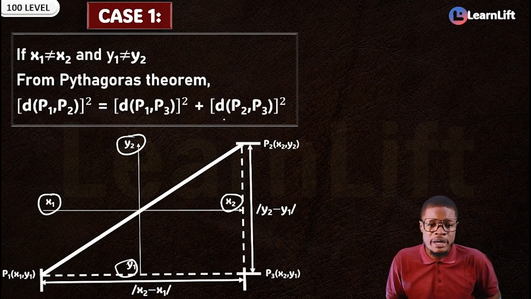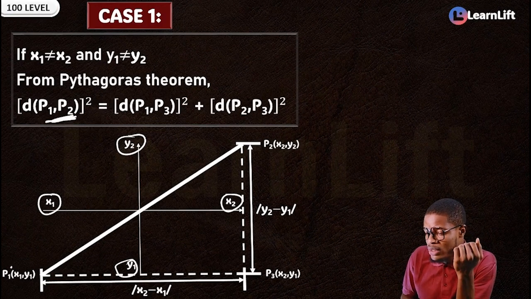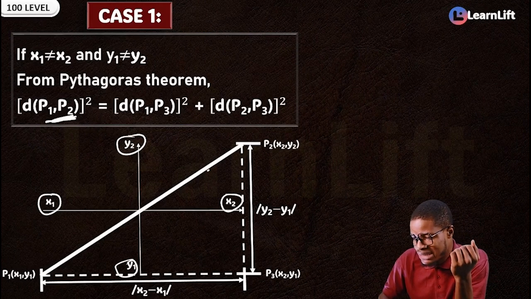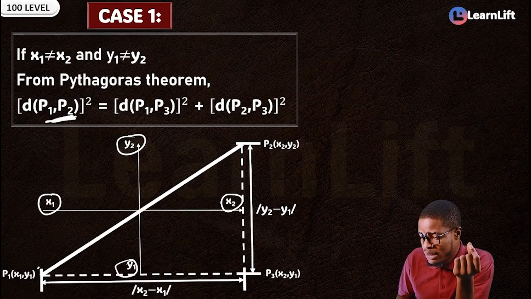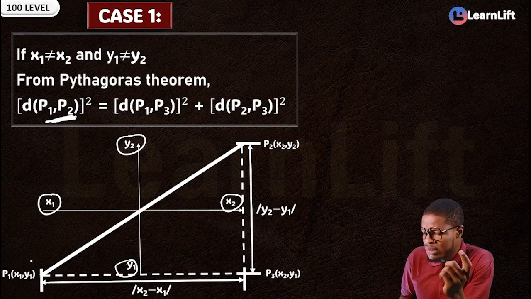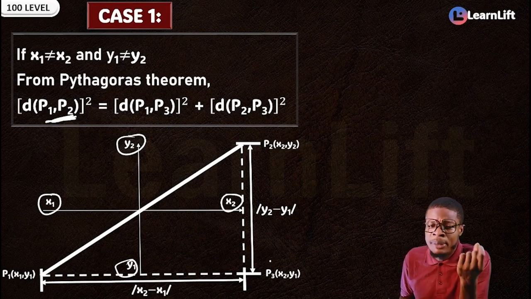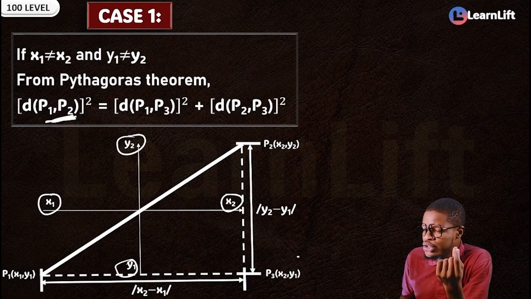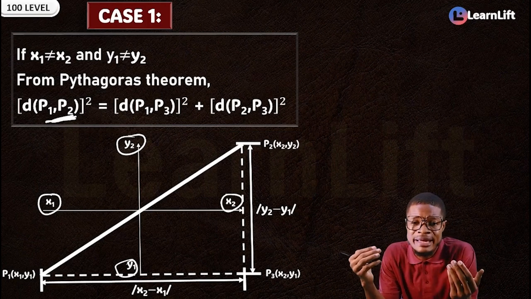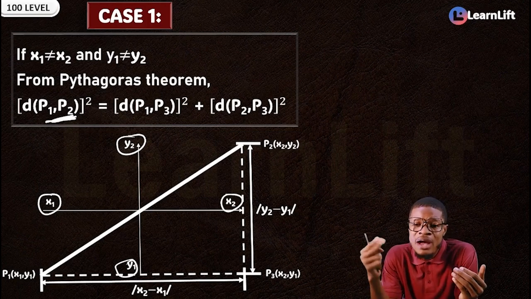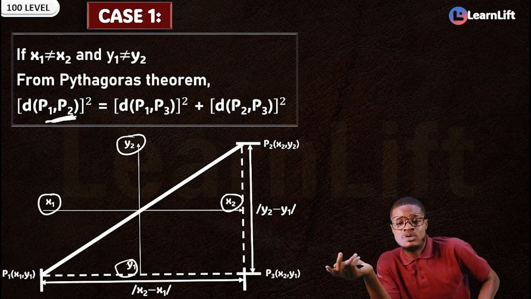From Pythagoras theorem, is it okay for us to say that your distance P1, P2, this long side here, is equal to distance P1, P3, plus distance P2, P3? Very simple. Pythagoras theorem, so we have applied there, where the square of the hypotenuse is equal to the sum of the squares of the other 2 sides. That's what we have done there.